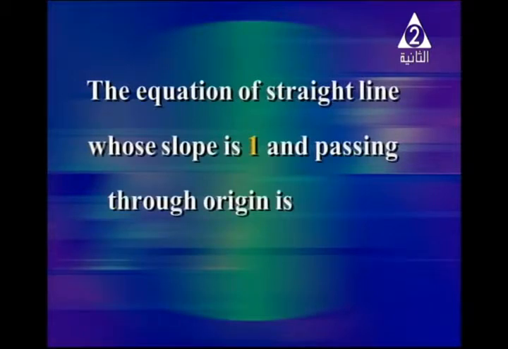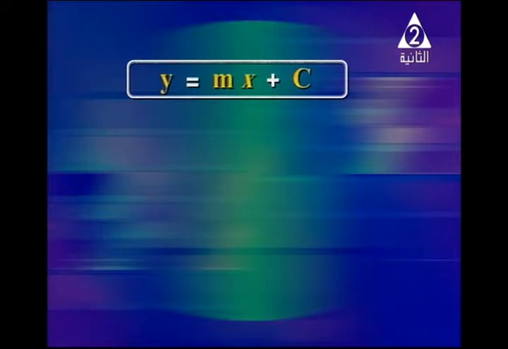The equation of the straight line whose slope is 1 and passing through the origin is what? All of you know that the equation of the straight line will be y equals mx plus c. What about m and c? m is the slope of the straight line and c is its y-intercept. So y equals, what about the slope? It is 1. Then y equals 1x plus c.